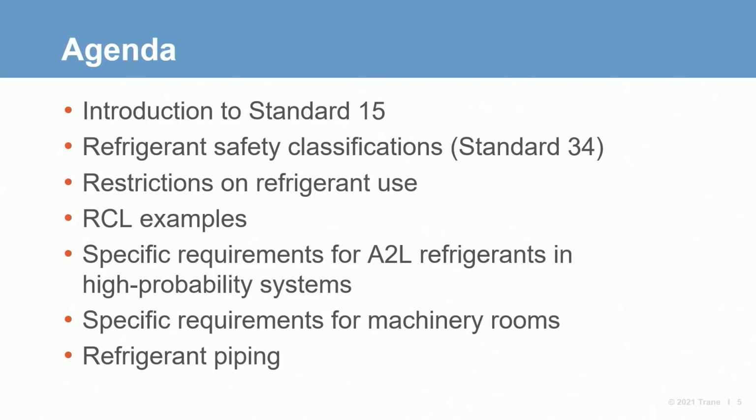I'm Jeanne Harshaw, and today we'll discuss the 2019 version of ASHRAE Standard 15, the safety standard for refrigeration systems. We'll start with an introduction to the standard and review the refrigerant safety classifications. Then we'll explain the restrictions on refrigerant use and share several examples for calculating the refrigerant concentration. Finally, we'll overview specific requirements for A2L refrigerants, for machinery rooms, and for refrigerant piping.